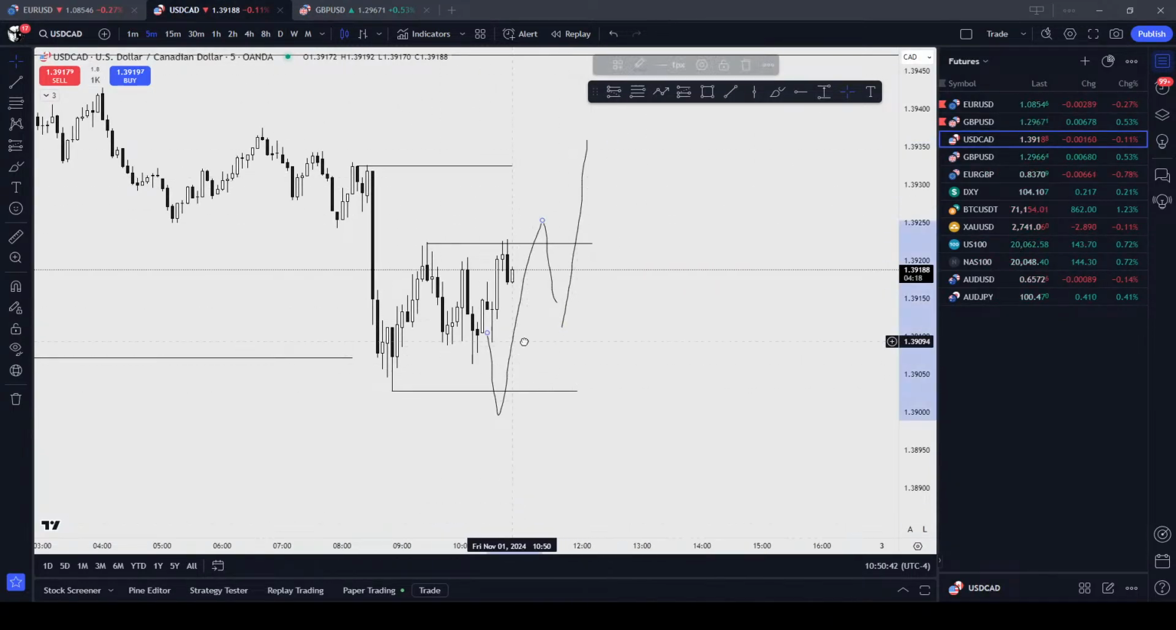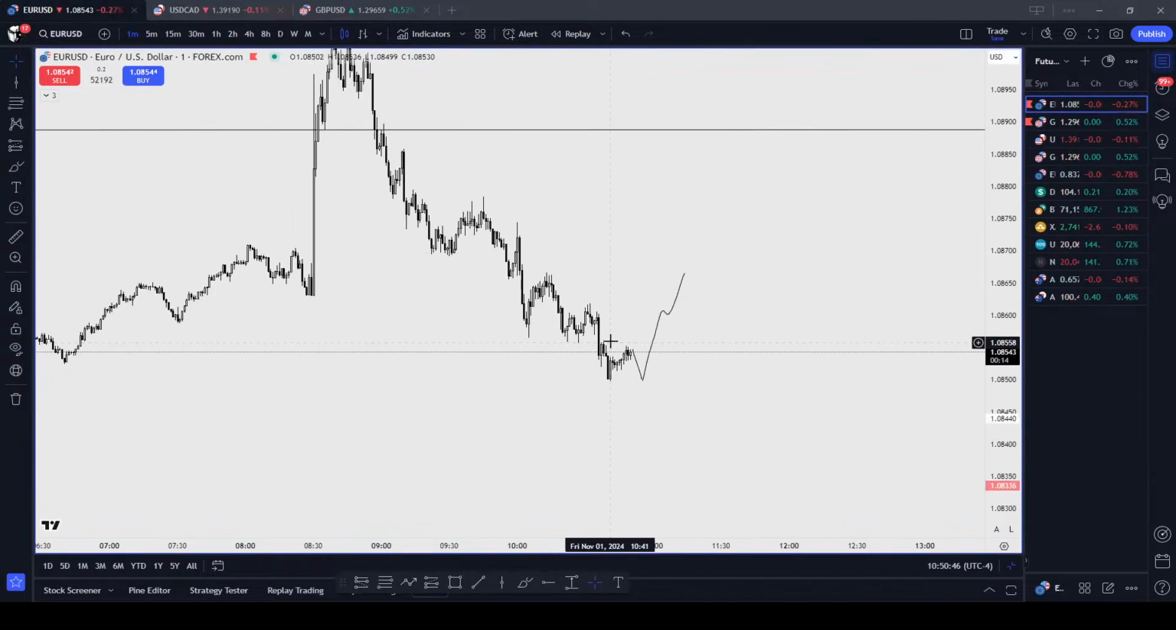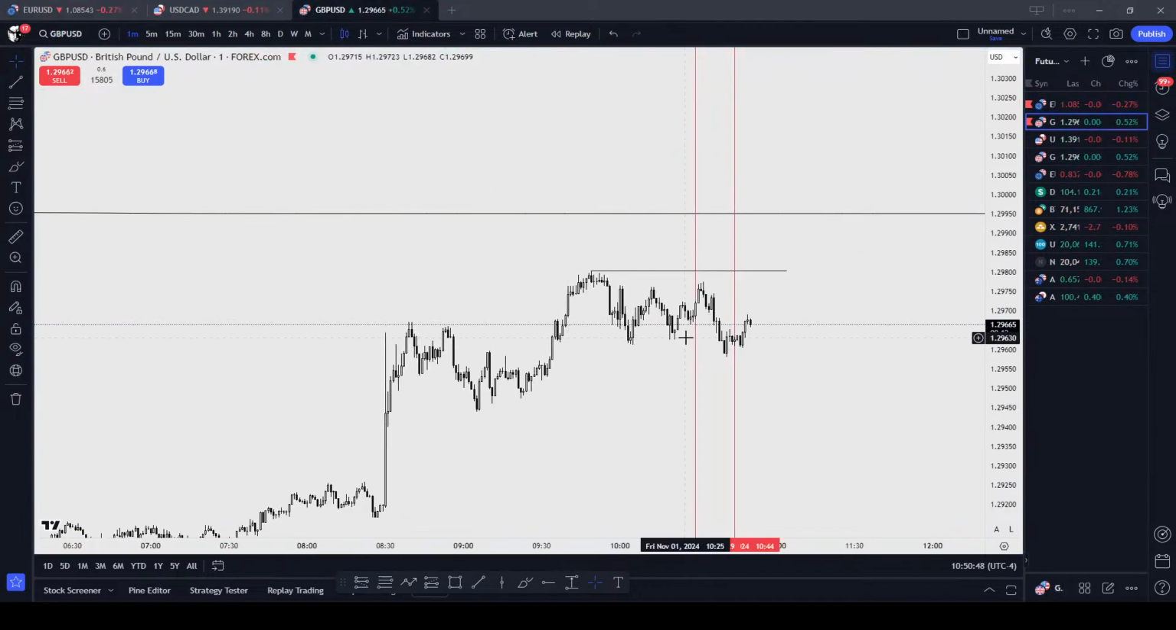USD CAD didn't yet take this low. Euro USD didn't come down yet.